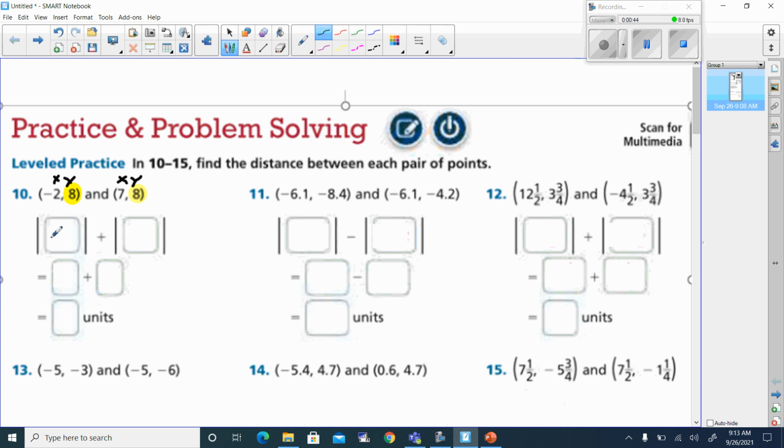That means I'm going to have the absolute value of -2 plus the absolute value of 7. The absolute value of -2 is 2. The absolute value of 7 is 7. And 2 plus 7 is 9. So that's going to be 9 units.